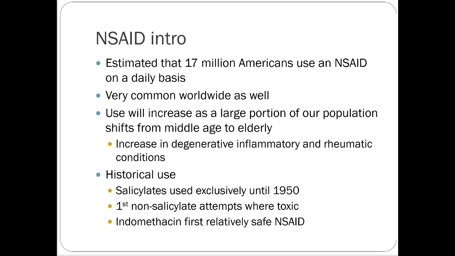And so it's something we need to be mindful of, because the older the patient population gets, the more at risk they are for NSAID-related side effects. NSAIDs are relatively safe for young people, but there are some risks associated with them. As far as historical use, salicylates like aspirin were used pretty much exclusively until 1950, and then they tried to make some non-salicylate attempts in the 50s that were toxic. Then indomethacin, which is still an NSAID that's used today, and they use it in OB medicine a lot, was the first relatively safe NSAID that came to the market.